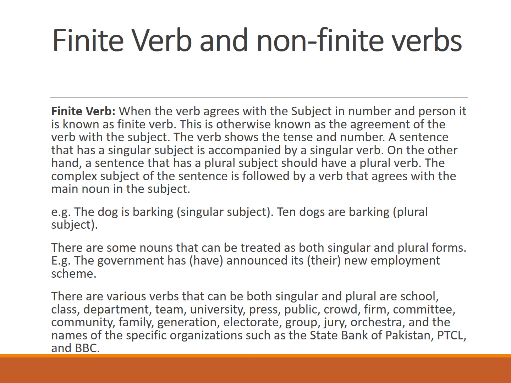There are various nouns that can be both singular and plural. They are school, class, department, team, university, press, public, crowd, firm, committee, community, family, generation, electorate, group, jury, orchestra, and the names of specific organizations such as the State Bank of Pakistan, PTCL, BBC. So these are used as nouns, singular and plural as well.